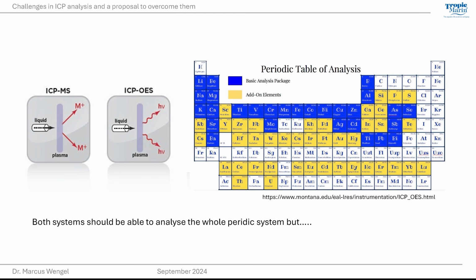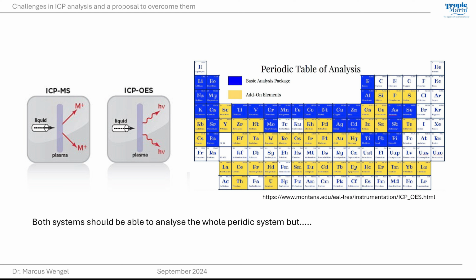So maybe it could be very easy. We have ICP-MS and ICP-OES. The one goes on a certain special mass of the molecules or ions, and the other, OES, is the optical thing that emits a certain wavelength which we can measure. And generally, both systems should be able to analyze the whole periodic system of the elements. Of course, that doesn't work.